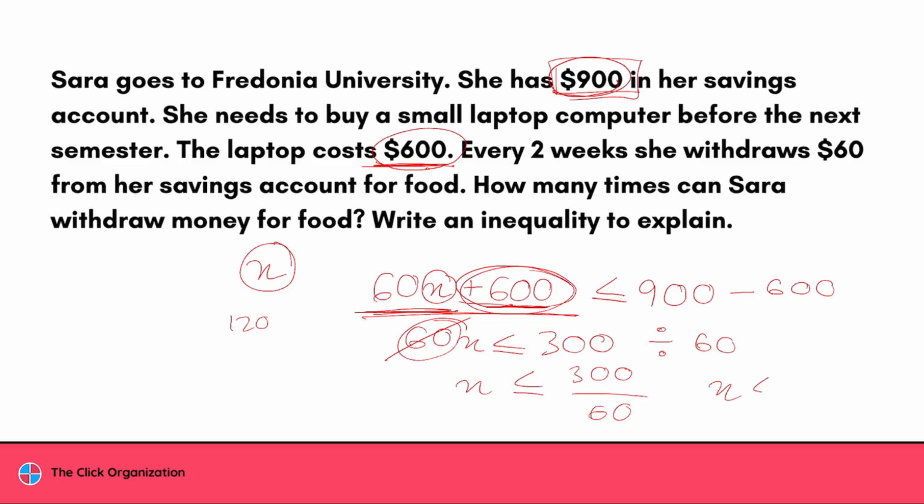So she can withdraw money every 2 weeks only 5 times at most before she runs out of money to be able to afford all of these things.